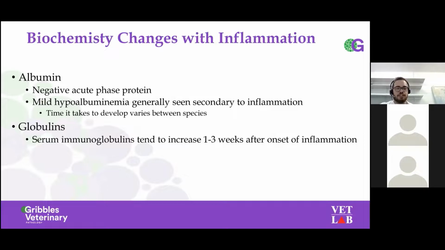And because of that, it's a fairly insensitive marker of inflammation, or your inflammation has to be present for a few days before you see it. Similarly, a hyperglobulinemia might be seen with inflammation, and immunoglobulin production generally takes about 1 to 3 weeks after the onset of inflammation. So similar to changes in albumin, changes in globulins take time.